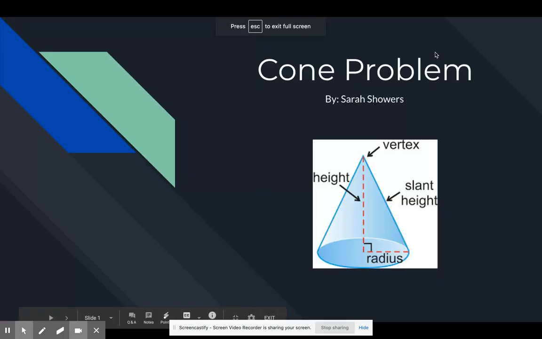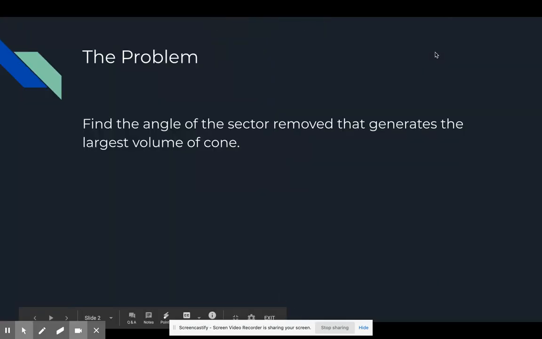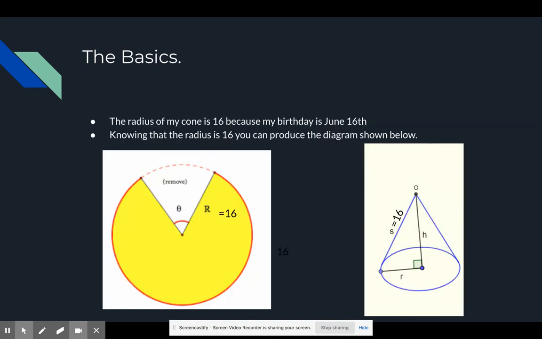Cone problem by Sarah Showers. So basically the problem that we were given was to find the angle of the sector removed that generates the largest volume for the cone.